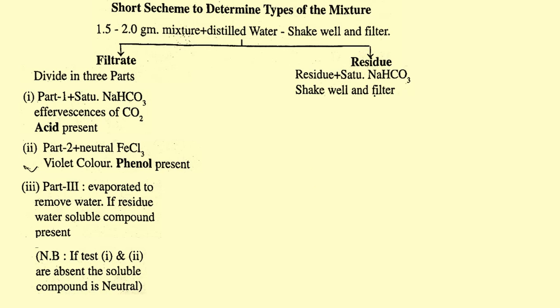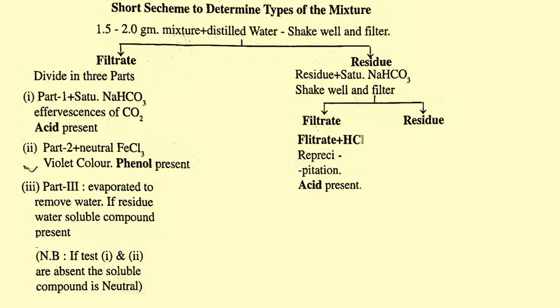Next is the residue on the funnel. To the residue add saturated bicarbonate, shake well, then filter. Again there are two parts: the filtrate and the residue. To the filtrate add HCl, because an acid reprecipitates only in acid.